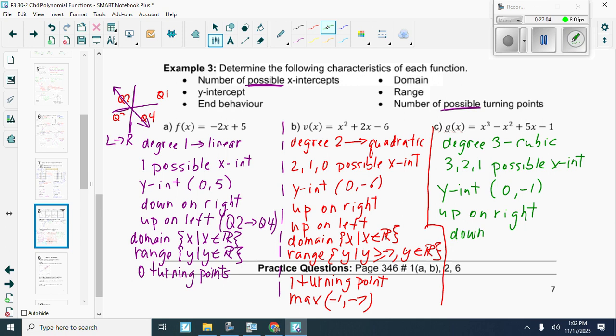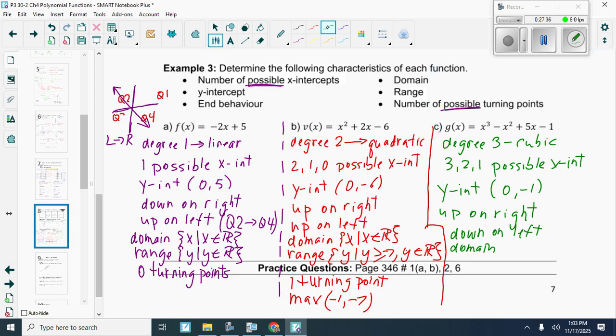We're going to try and see if there's a pattern going on there. So this one, because this was a negative leading coefficient, it's down on the right. Down on the right, and then it's opposite because it's a square. So this one had a positive leading coefficient, so it's up on the right, and then it's opposite on the other side.